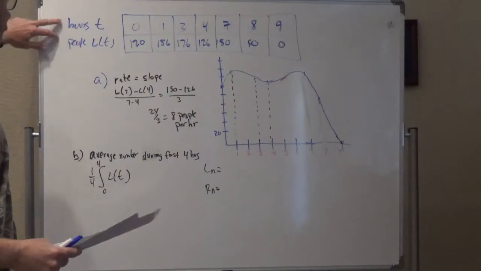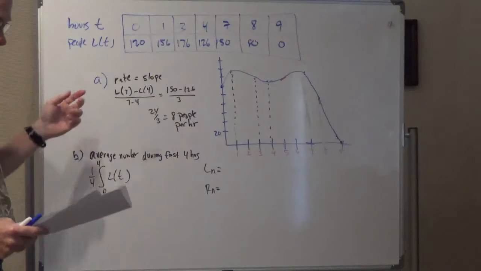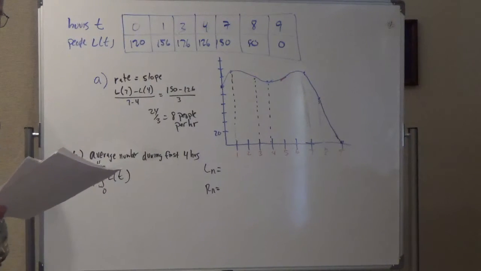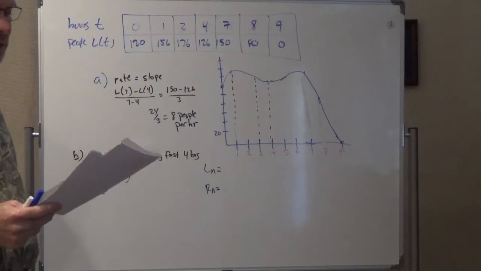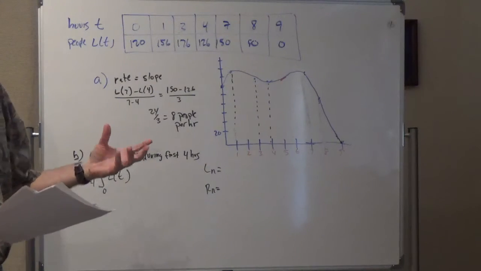Anyway, we had this little model: at certain times, how many people were in line. The first question says, use the data in the table to estimate the rate at which the number of people waiting in line was changing at 5:30. T equals 5.5. This problem pops up a lot. It seems a little bit weird.